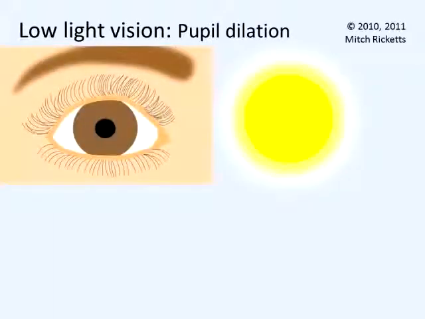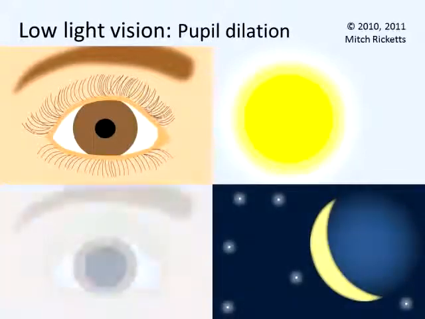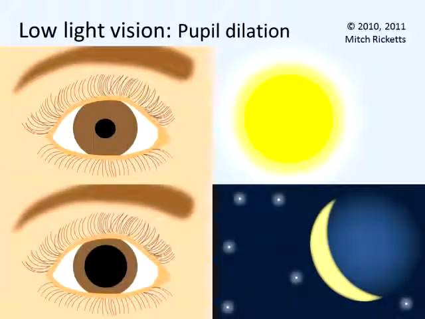Let's take a moment to consider how light intensity affects our vision. Our eyes adapt in a variety of ways to see in differing levels of light. One way the eyes adapt is by changing the size of the pupil. In intensely bright light, the pupils are constricted to limit the amount of light entering the eye. In dim light, the pupils are dilated or enlarged to let in as much of the available light as possible.